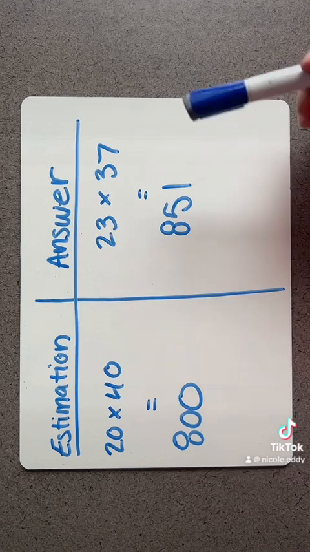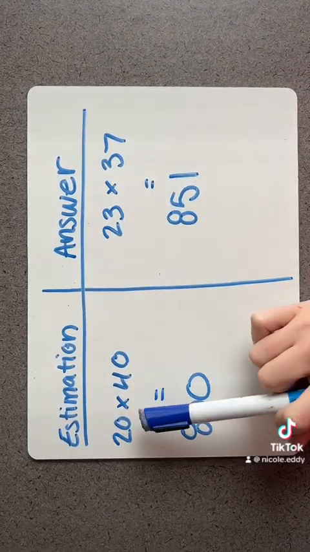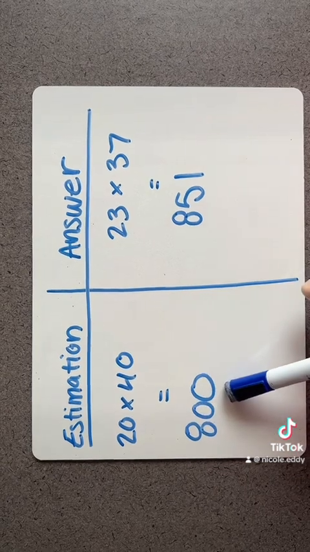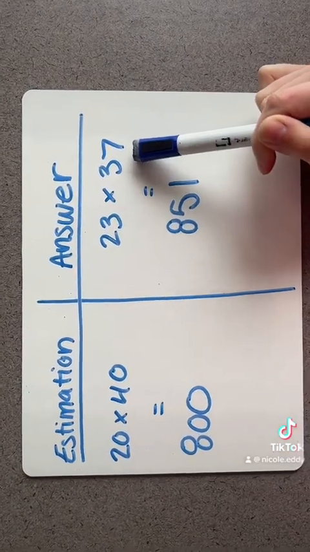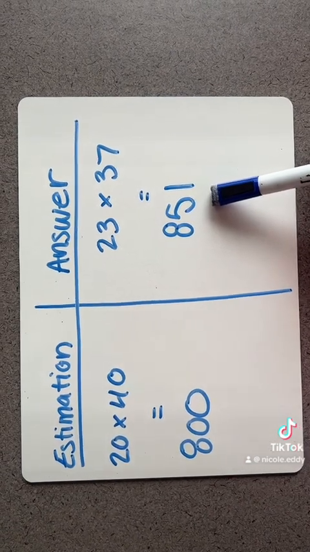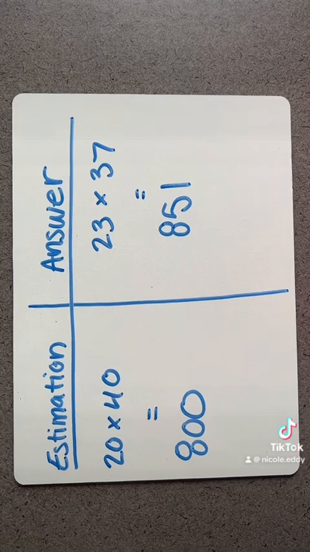Okay, so we're just going to return back to our estimation. So our original estimation by rounding, we did 20 times 40, which gave us 800. And our real equation was 23 times 37, which gave us 851. And I would say that these are relatively close answers, making this a fair estimate.